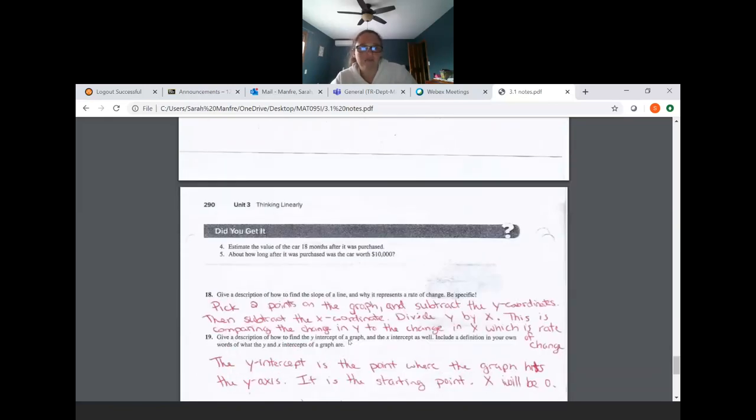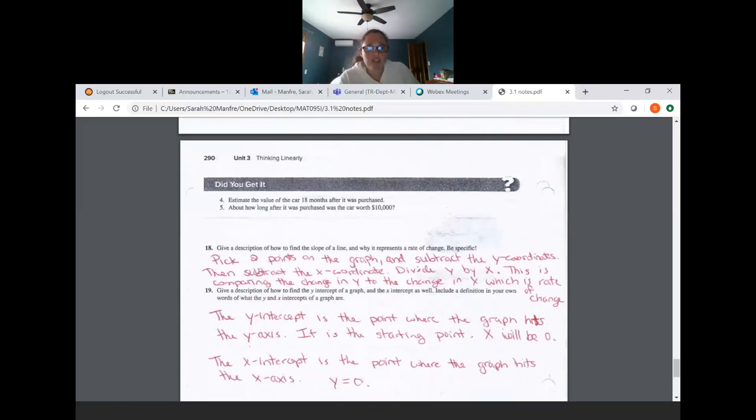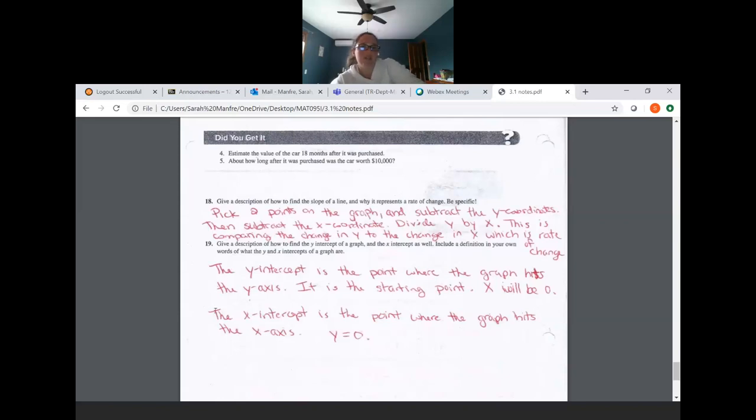All right. Moving along, giving a description of how to find the slope of a line and why it represents rate of change. So to find the slope, you're going to pick any 2 points on the graph. You're going to subtract the y coordinates. Then you're going to subtract the x coordinates. You're going to divide y by x. This is important. A common mistake is to do x divided by y. Make sure you do y divided by x. And then you're comparing the change in y to the change in x, which is the definition of rate of change.